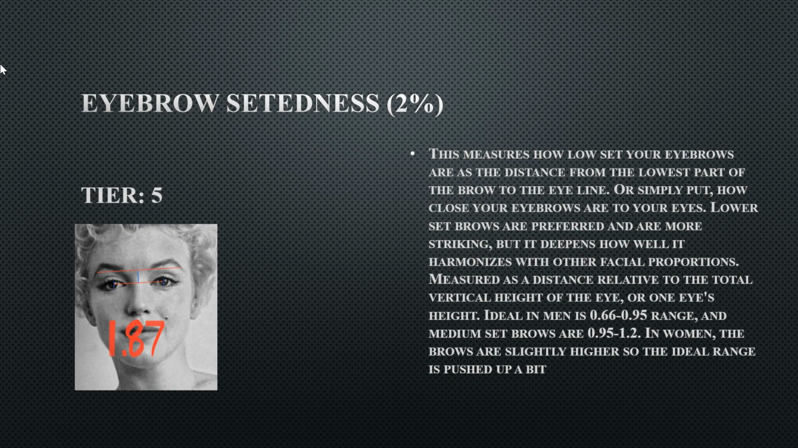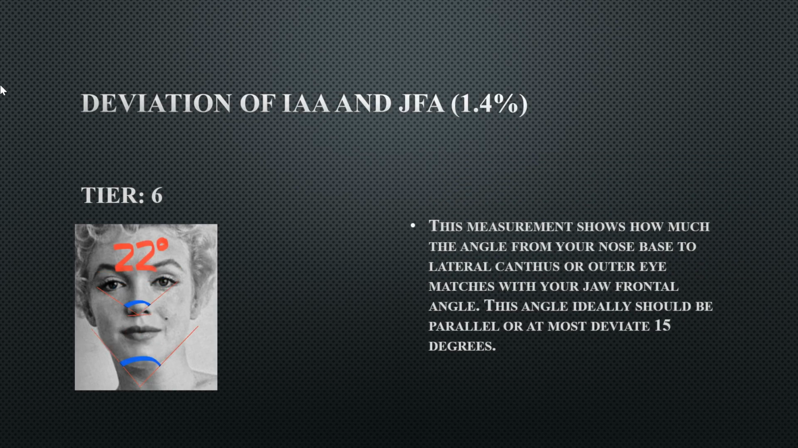The deviation from the ipsilateral alar angle to the jaw frontal angle is 22 degrees. 22 degrees is a massive difference. Like I said again, this is probably one of the highest in all the celebrities I've done. This is probably like the third highest I've seen of a deviation. I'm telling you, you do not want to have a massive deviation. It will break harmony. This is the definition of harmony.